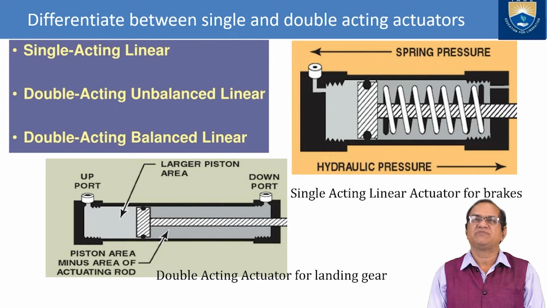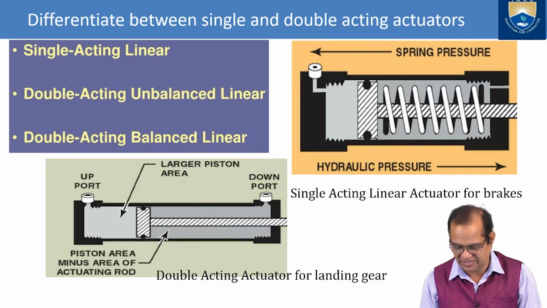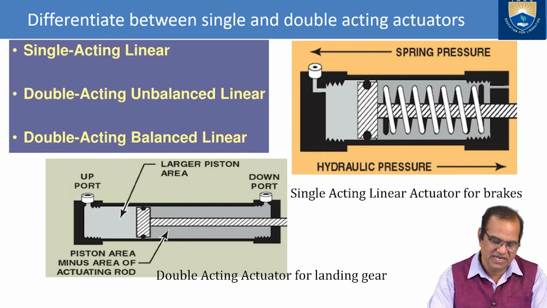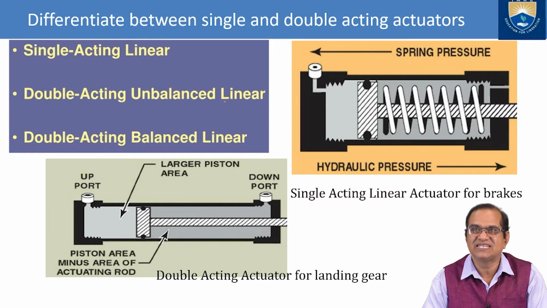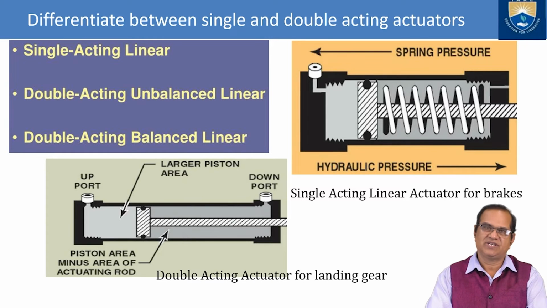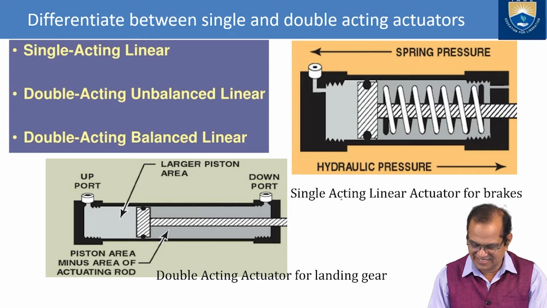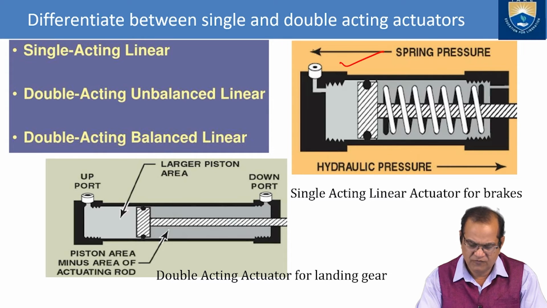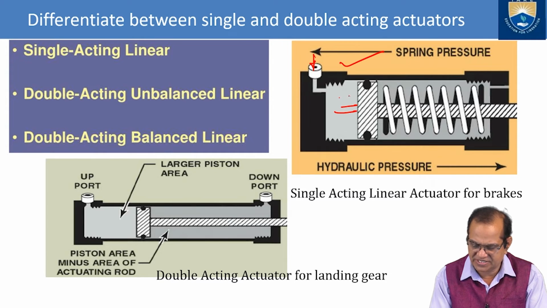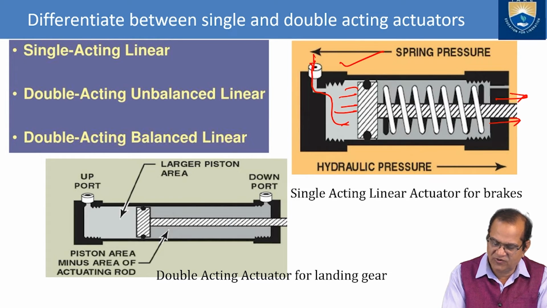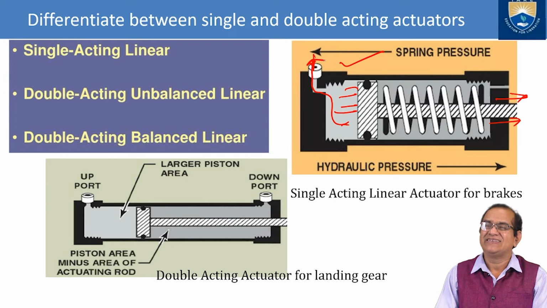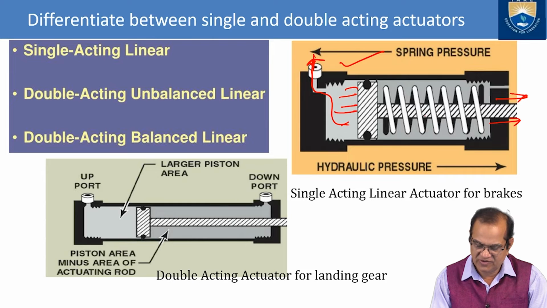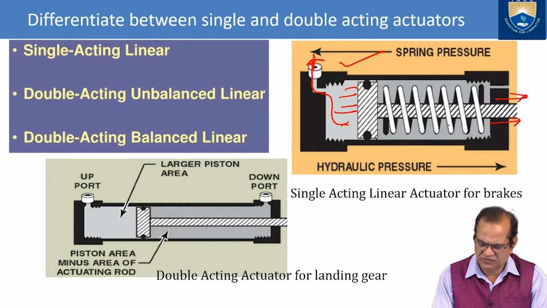Next is the difference between single and double acting actuators. Here we have single acting linear, double acting unbalanced linear, and double acting balanced linear, so three types of actuators. In the single acting one, the flow will come from here and compress this, and it will go in this direction. As and when the work is completed, the fluid will go back. It is called single acting. We can use this type of system in our brake systems.